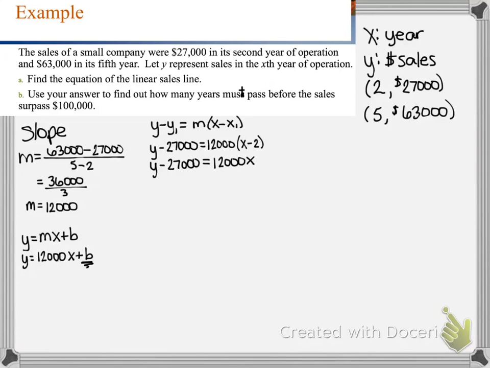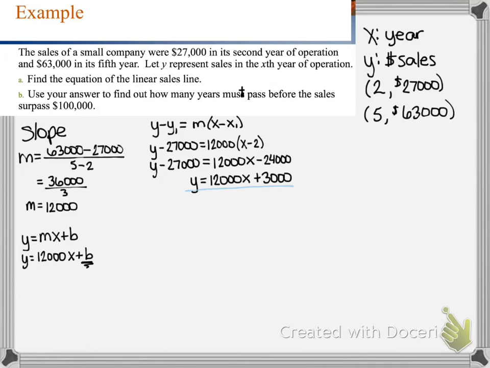12,000x minus 24,000, and then we need to add the 27,000. Adding my 27,000, that'll give me plus 3,000. Okay, so this is the solution if you were to work it out this way. Our equation is right here.